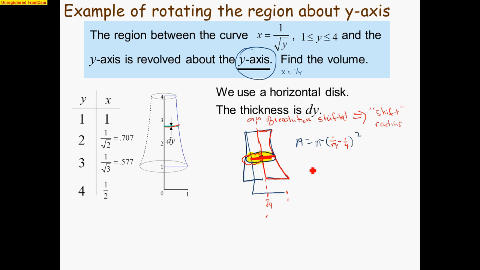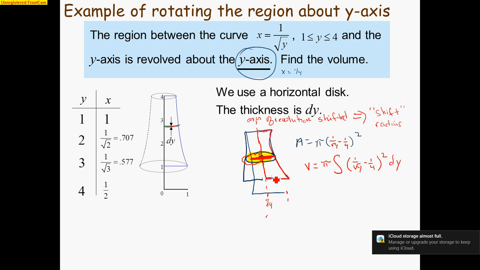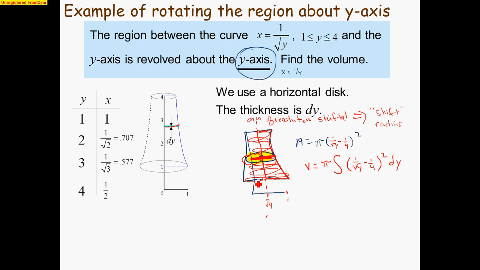Once I'm here, the rest of it rolls. I know how to go from area to volume, right? I have my pi, I'm going to put that outside, put my function, 1 over root y minus 1/4 squared d who? And dy. And I'm going not from 0 anymore. Where are you starting to make potato chips? I'm going up to 4, but where did I... Oh no, I still started at 1, didn't I? Sorry. I still started at 1 and going to 4. Okay? Cool?